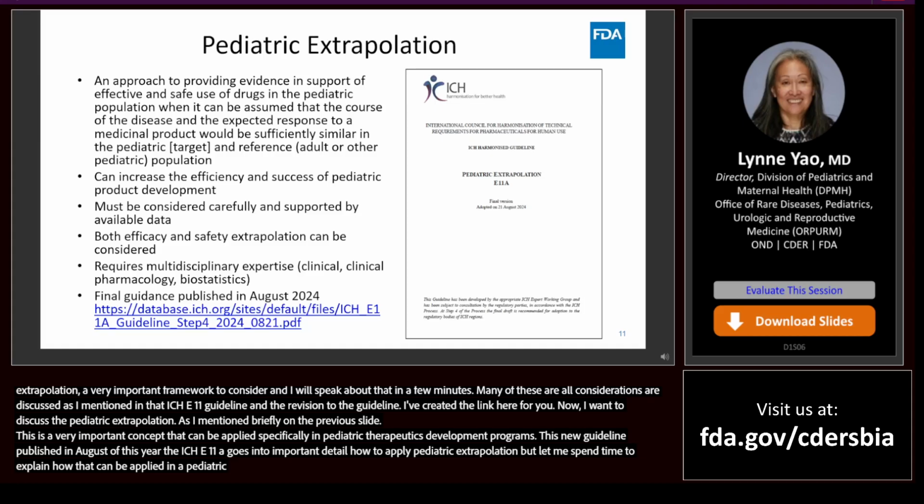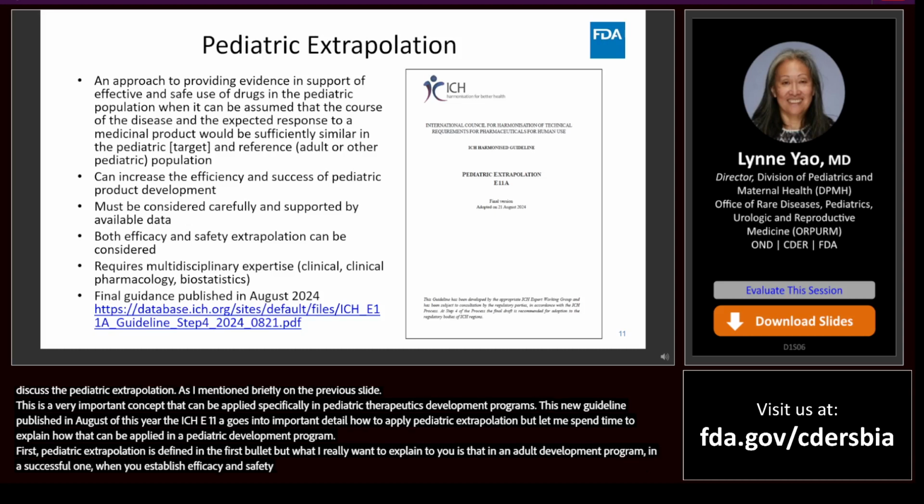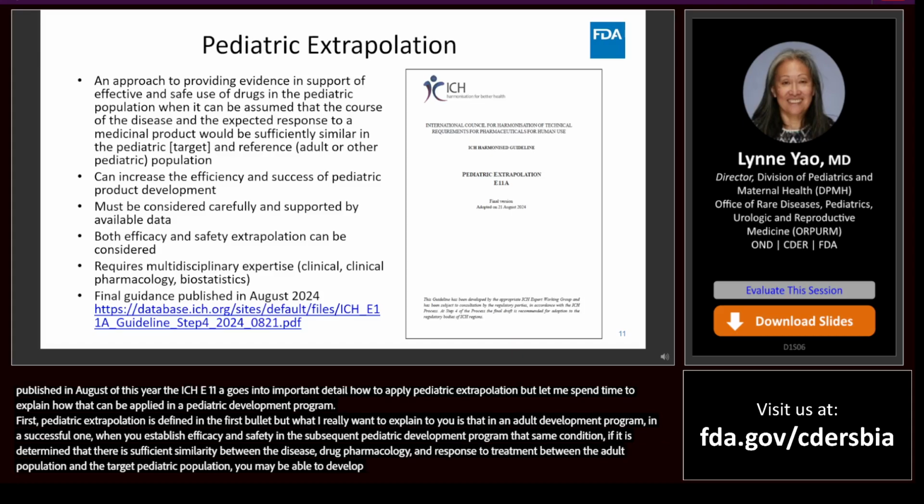But what I really want to explain to you is that in an adult development program, in a successful one, when you've established efficacy and safety, in the subsequent pediatric development program for that same condition, if it is determined that there is sufficient similarity between the disease, the drug pharmacology, and the response to treatment between the adult reference population and the target pediatric population, then you may be able to design a program that can leverage the data already collected on safety and efficacy in the adult program and apply that to the pediatric program.